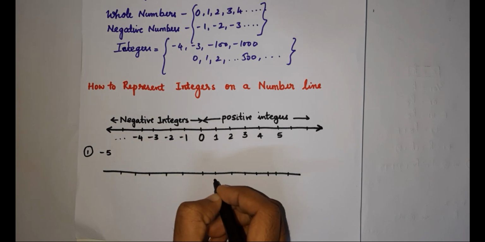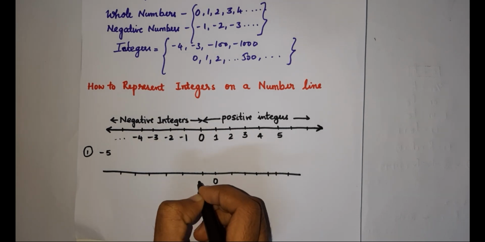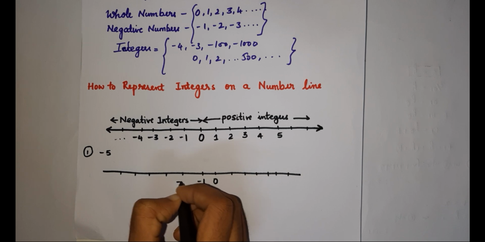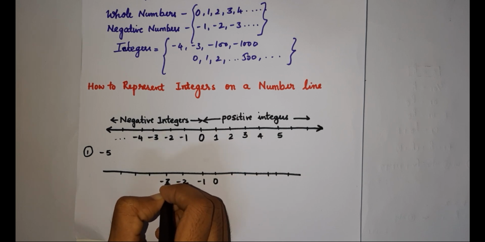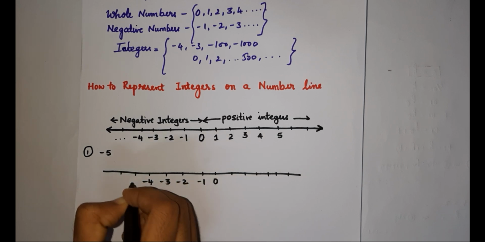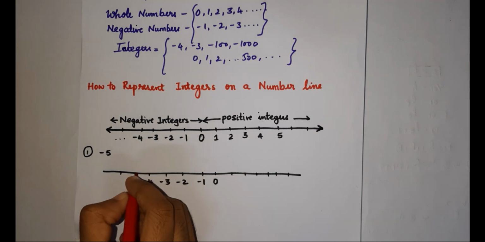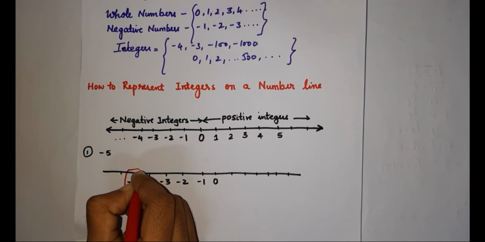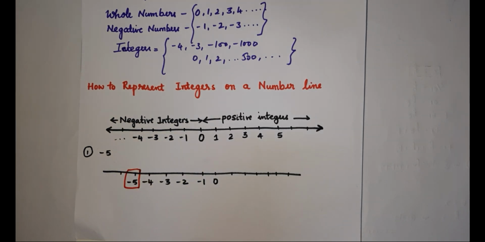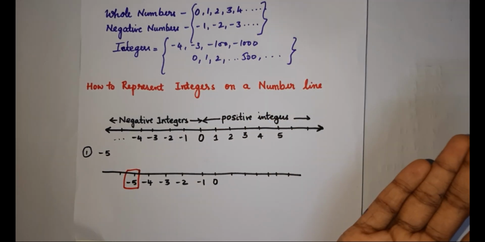So let me mark this as 0. Then this will be -1, -2, -3, -4, -5. So this is the way you represent a given number on a number line. Similarly, if there were any positive integers, you would write them to the right of 0.